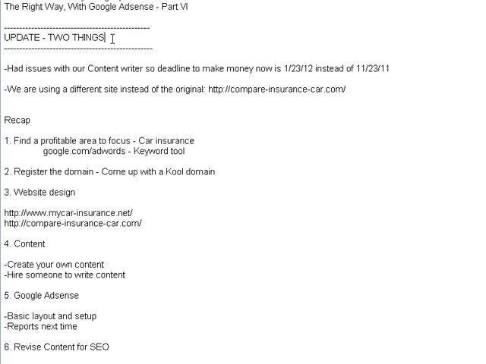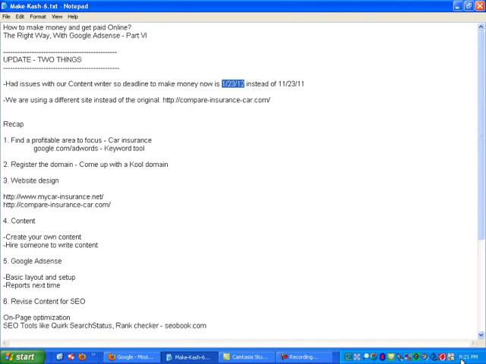Basically, like last time we discussed, there is an update on two things. We had some issues with our original content writer for the website, so our deadline on how to make money was pushed back from November to January of 2012. Today is February 2nd, so it's been about 10 days or so since we had that time, I guess.